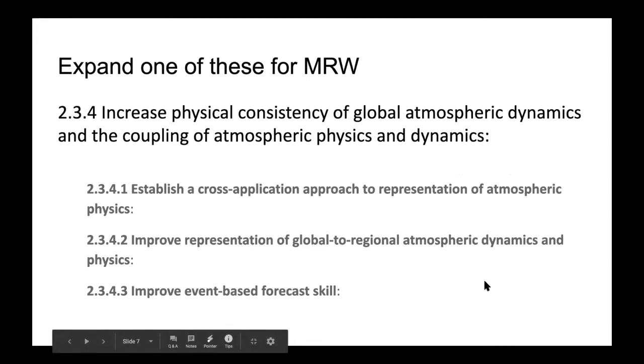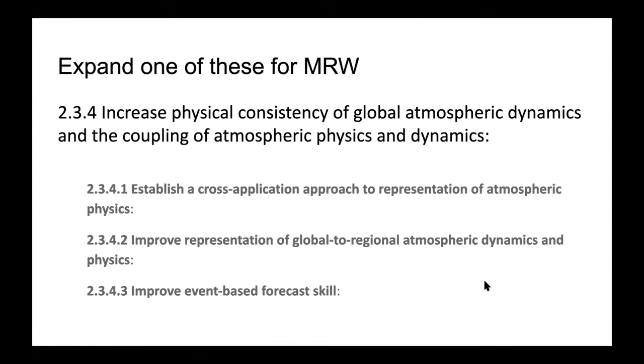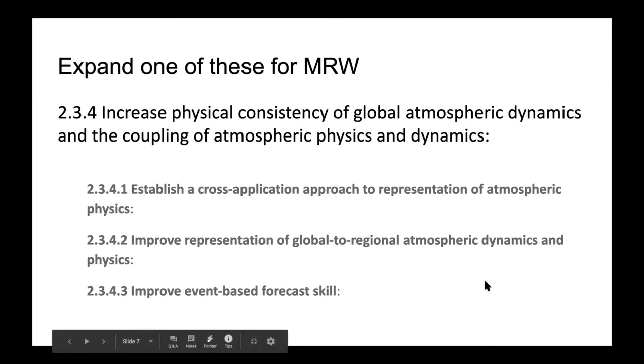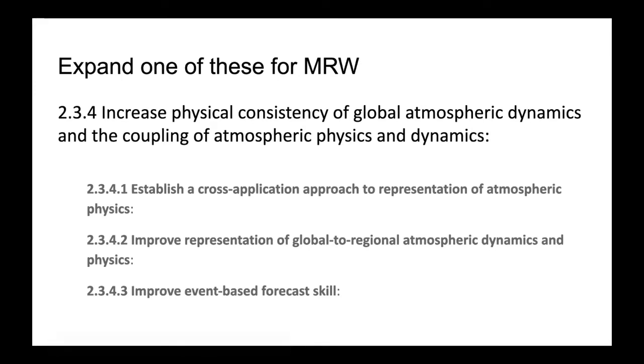So I just wanted to expand on one of these science goals for this group. And I chose this one, the increased physical consistency of global atmospheric dynamics and coupling of atmospheric physics and dynamics, because I saw the talks on CCPP and the importance of physics here. Within those goals, we want to establish a cross-application approach to the representation of atmospheric physics. We want to improve the representation of global to regional atmospheric dynamics and physics, and we want to improve event-based forecast skill.